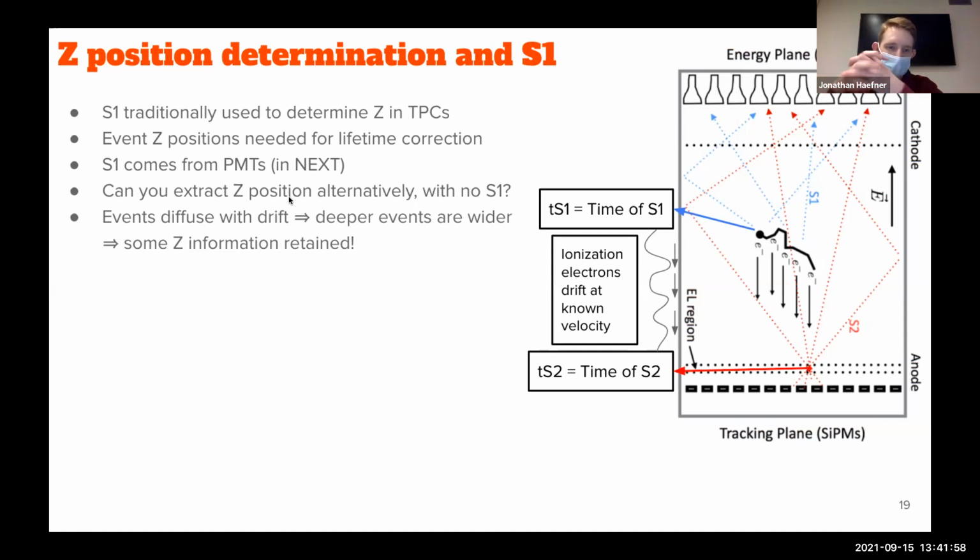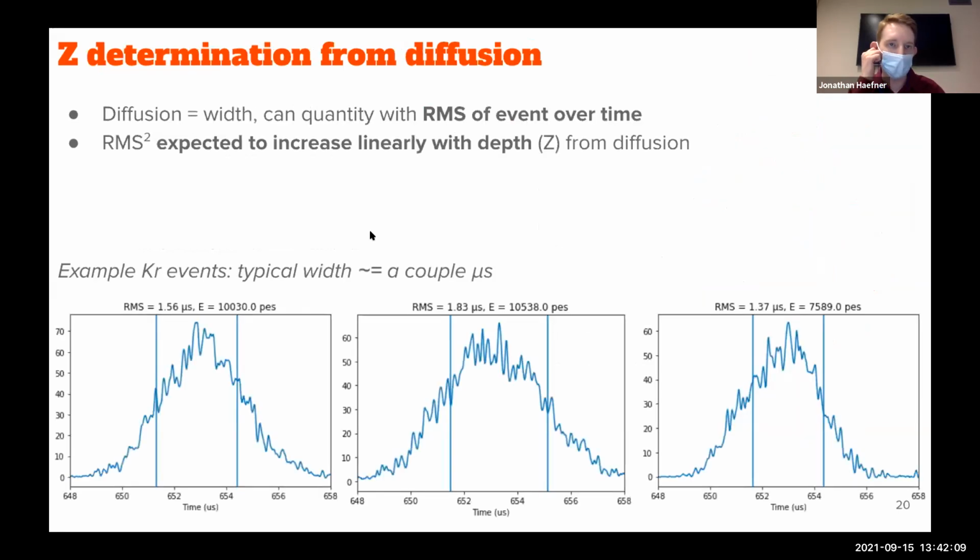Luckily, the events, that is the electron cloud that is produced, diffuses as it drifts. And so events that occur deeper in the detector are wider. We retain some Z information. So how do we quantify this?